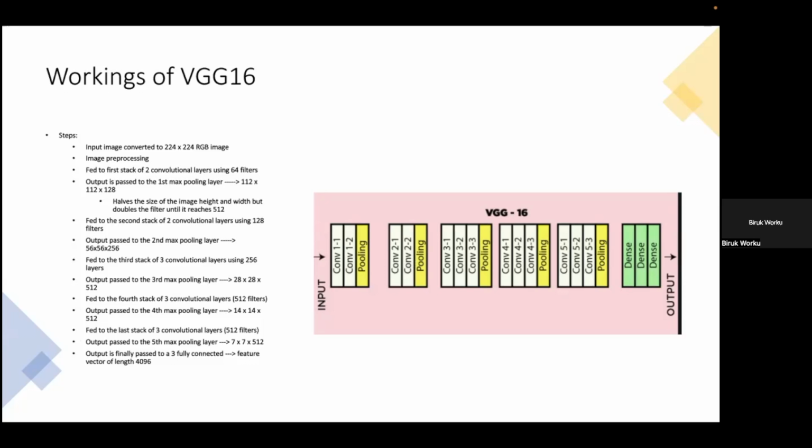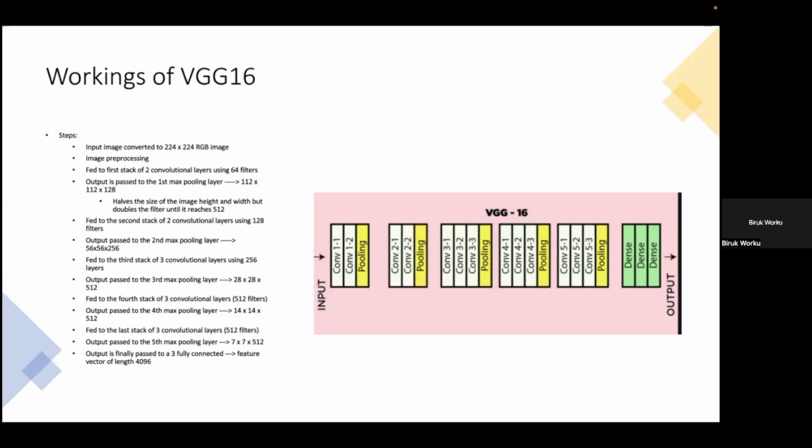The output from the second max pooling is then passed to the third stack of the three convolutional layers, where each layer now uses 256 filters, making the output size of the image after passing through another max pooling around 28 by 28 by 512, as said earlier. And the output from this step is once again fed to the fourth and fifth stack of three convolutional layers, where each layer now uses 512 filters, making the output size of the image after passing through two other max pooling layers about 7 by 7 by 512, right?